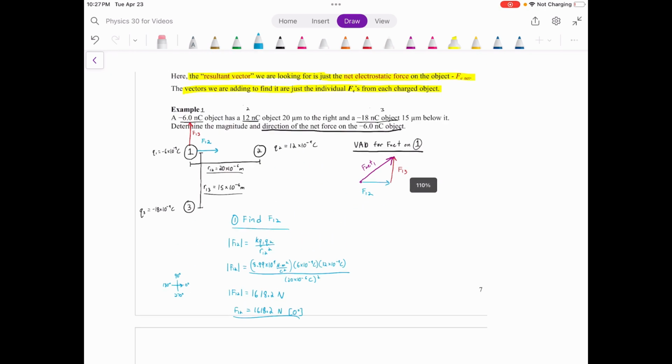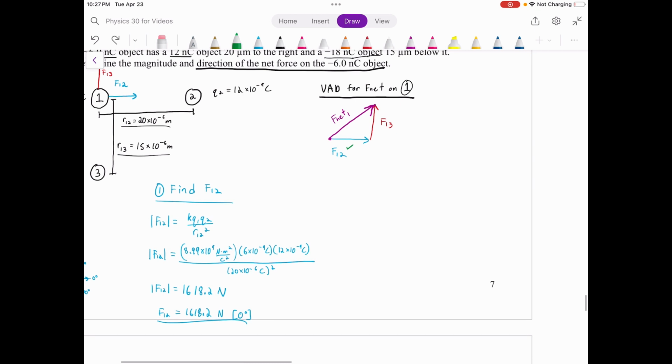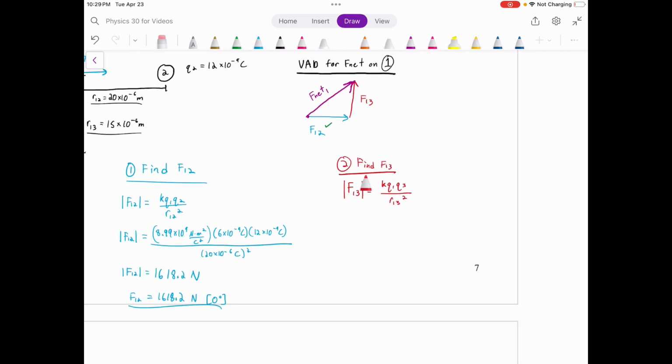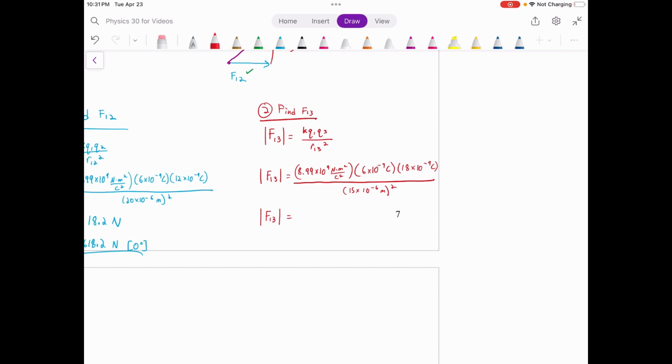Okay, so keeping our eye on the ball here, right? Now we've got this. If we could just get this, we'd only have to do Pythagorean theorem to get the net force on object 1. So here we go. Step 2, let's find F13. So same idea, use Coulomb's law, but now obviously plug in charge 1's charge and charge 3's charge and their separation distance. And that gives me 4,315.2 newtons when I plug in those numbers.